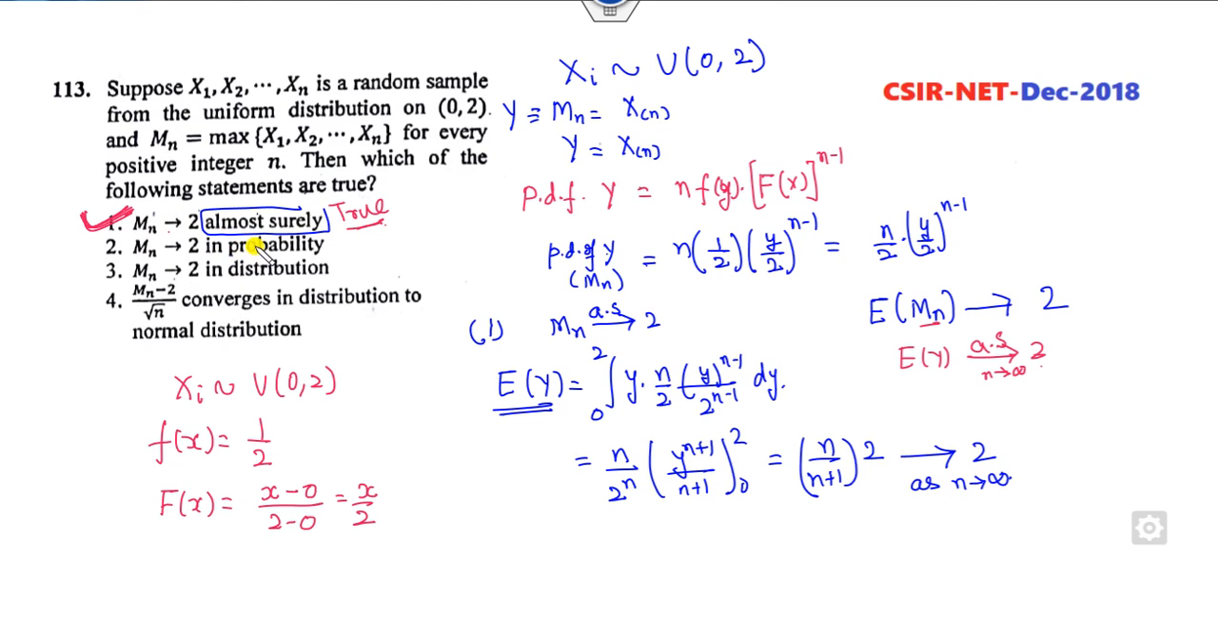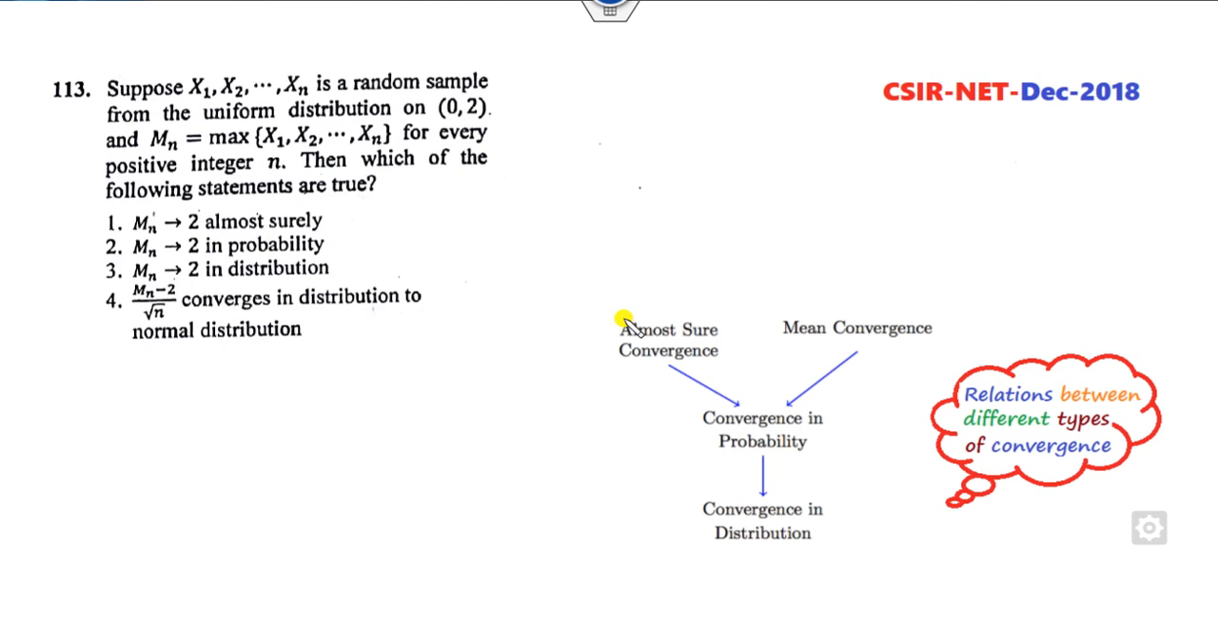How can you check whether it converges in probability or in distribution? As I discussed many times, look at this remark: if it is convergence almost surely, it implies convergence in probability. So this is the correct option. This is also a correct option. Once it's convergence in probability, it implies convergence in distribution, which is also the right answer. How can you check the last option?